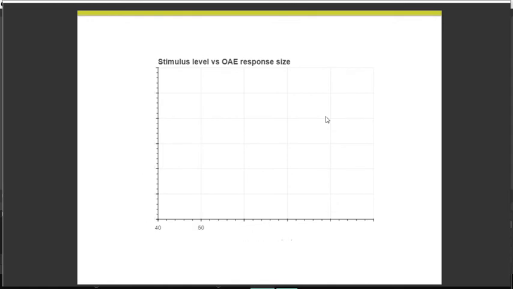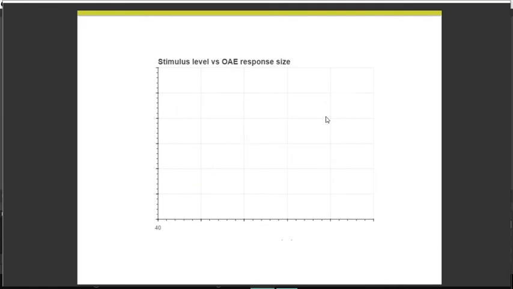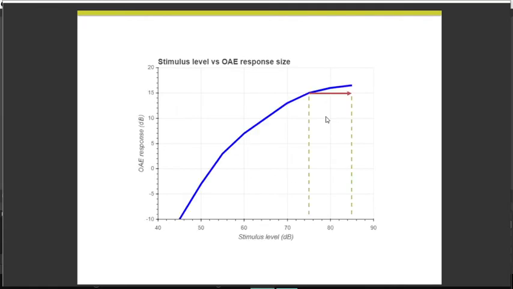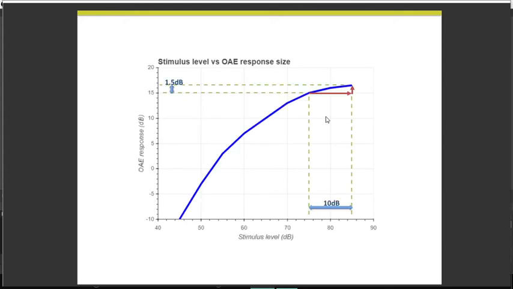I'll just draw a graph here of the stimulus level in decibels versus the response level. This is a typical way that it goes. The more we increase the stimulus, the more the response increases, but less and less as we increase the stimulus. If we look at the top end, with a 10 decibel difference in the stimulus level, we only have a 1.5 dB difference in the response level.